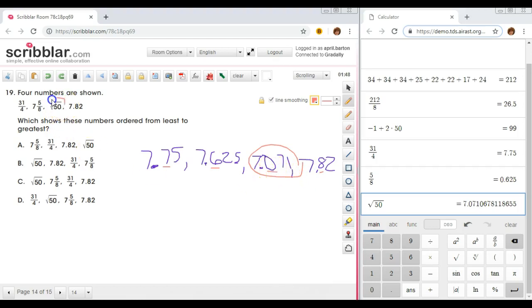So we relate back to the original though. That means we start with square root of 50. We're either B or C. Next comes the 6, 7.625, which is 7 and 5/8. So that means our answer choice is C. We don't even have to finish because that's the only possible answer.